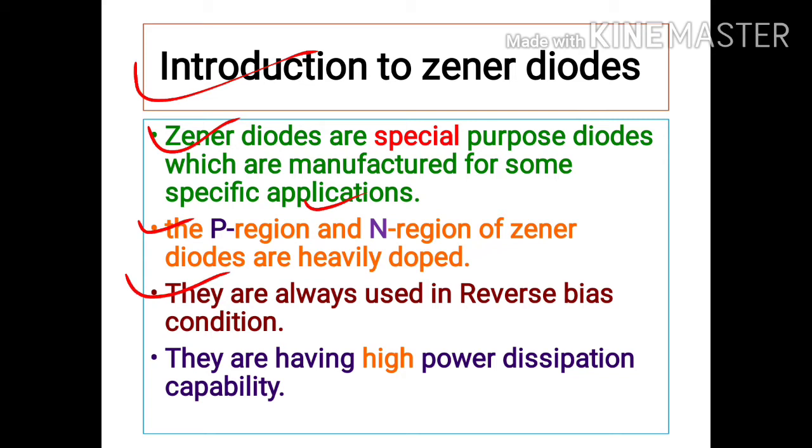And the Zener diodes have high power dissipation capability due to the heavy doping. If we talk about the normal diode, then the normal diode has very less power dissipation capability in comparison to the Zener diodes because of less doping, and the Zener diode has high power dissipation capability due to the heavy doping.